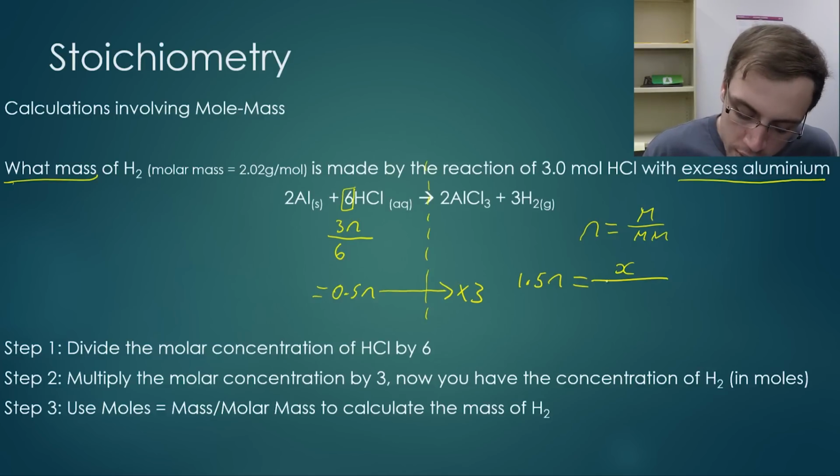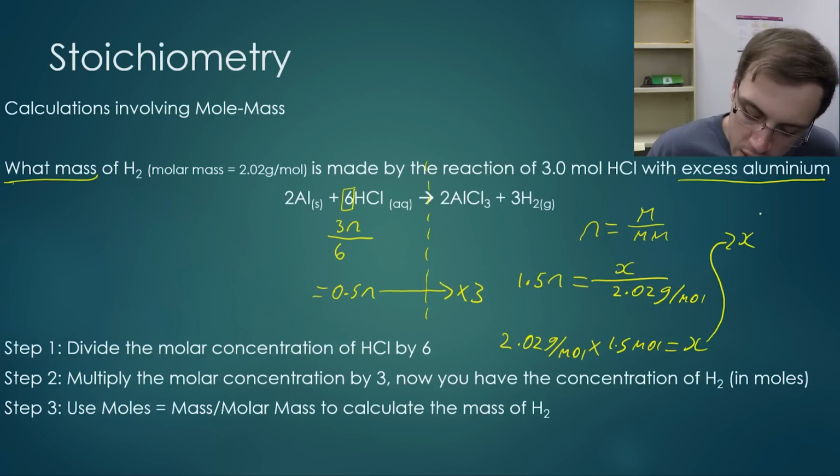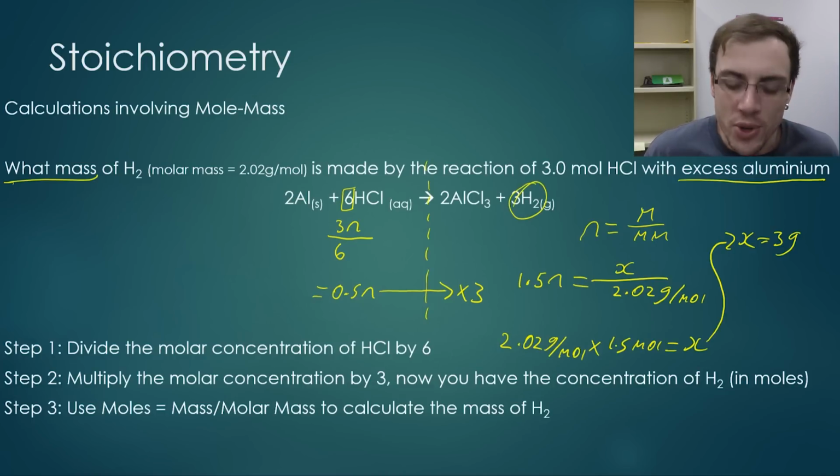So we have 1.5 is equal to X divided by 2.02 grams per mole. Now again, when we rearrange this equation, it turns from a divide to a multiply. So it's going to be 2.02 times 1.5 mole. So that means that we are going to have a mass of 3 grams, and that is how much H2 will be produced.